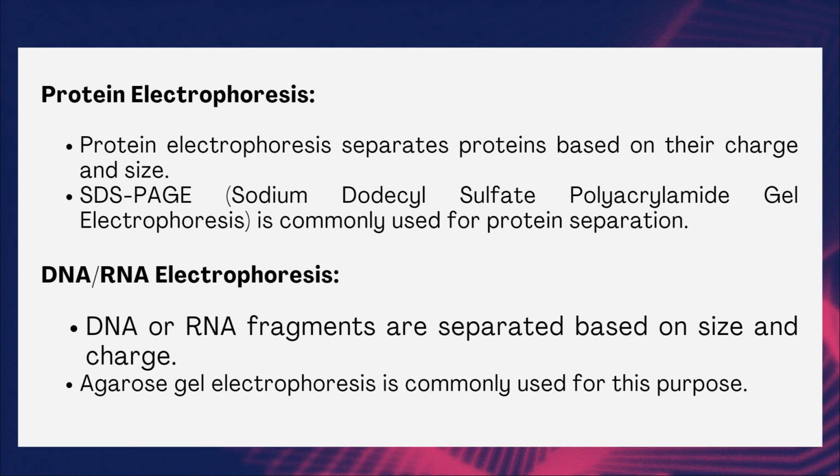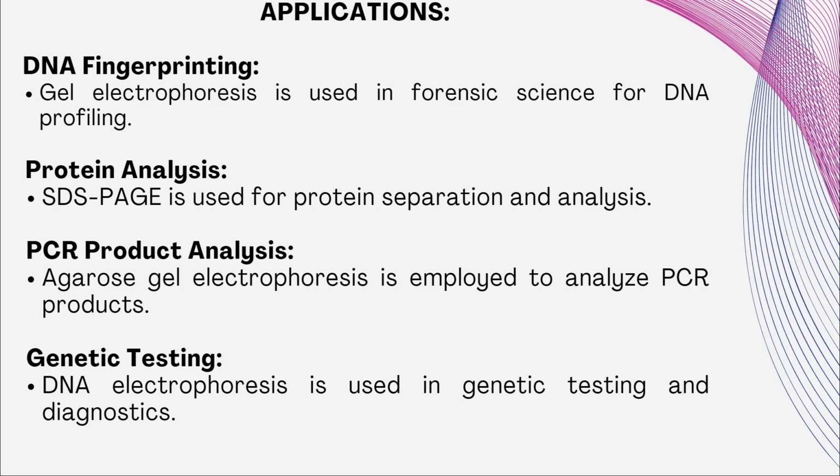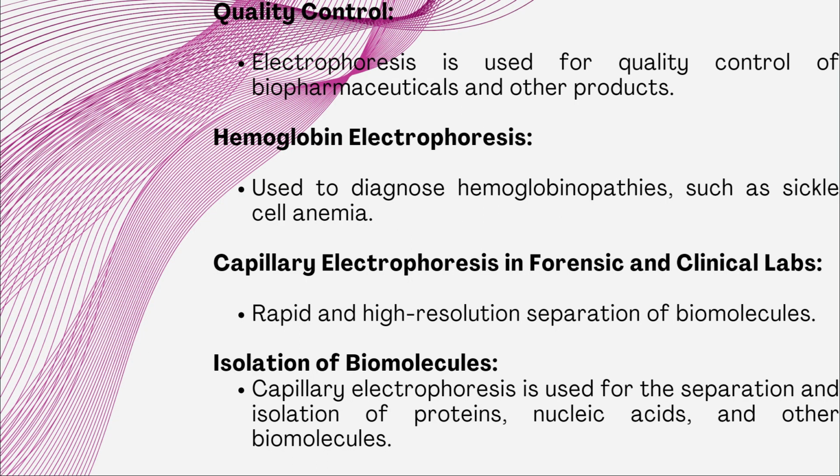Along with this, you have immunoelectrophoresis, paper gel electrophoresis, and pulse field gel electrophoresis. Pulse field electrophoresis is used to check the size of entire chromosomes. And paper gel electrophoresis is usually practiced for body fluids and serum. When it comes to the application part, DNA fingerprinting, protein analysis, PCR product analysis, genetic testing, etc. are some of the applications.